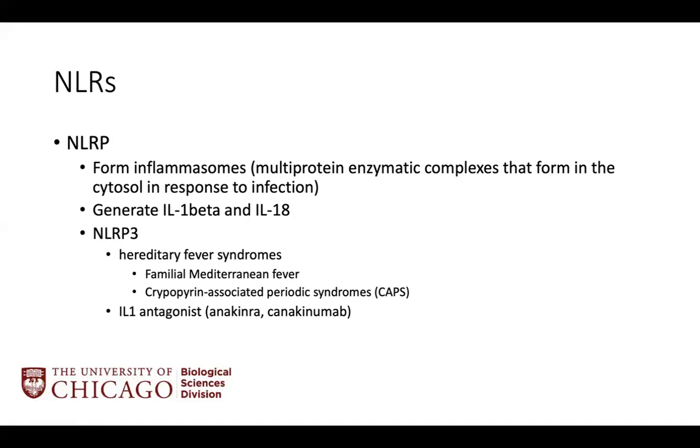Cryopyrin-associated periodic syndromes. I know we don't see these much, and our institution sees them more. That's not the same for all institutions, but these are things that are absolutely within reach for testing on our boards. We treat them through IL-1 antagonism because we're trying to shut down the inflammasomes from making IL-1. The IL-1 antagonists, of course, are things like anakinra.